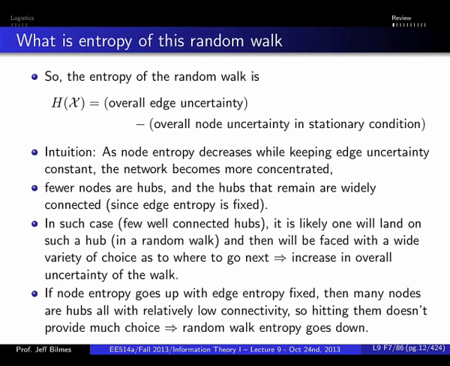on the one hand, it might seem a little bit counterintuitive because the entropy of the random walk subtracts off the overall node entropy under the stationary conditions. But then it makes sense on the other hand, because keeping the overall edge entropy the same, when we make the node entropy smaller, a smaller number of nodes essentially become hubs. And when you're a hub, you have a very, very large degree. So once you land on that hub, you're much more likely to land on that hub, and then you have a lot of choice as to where you're going to go next. So that increases the overall uncertainty when that yellow term decreases.